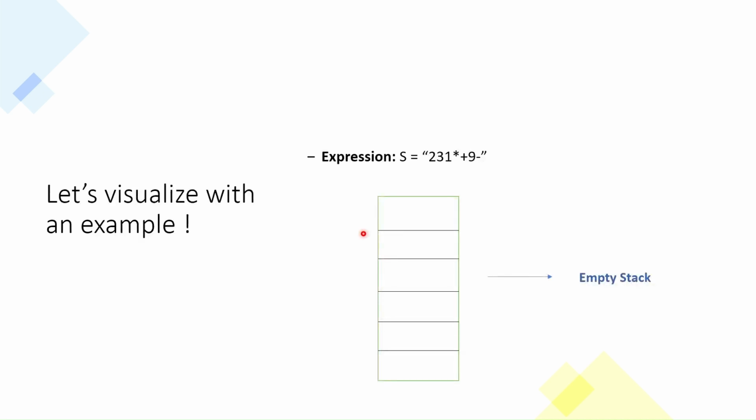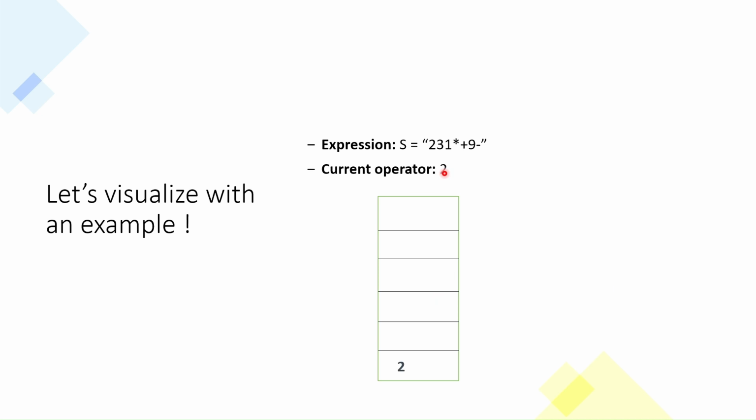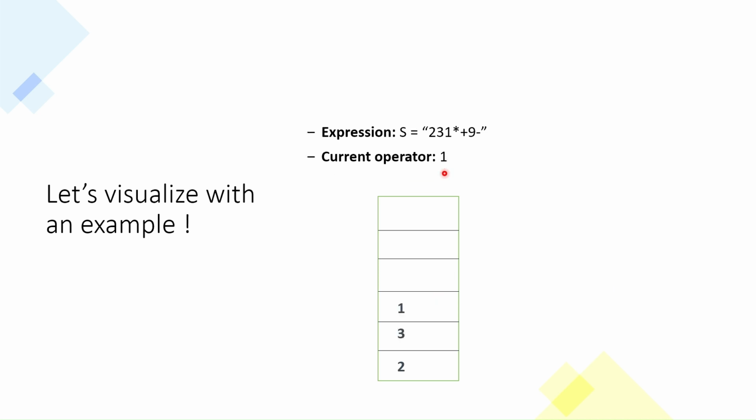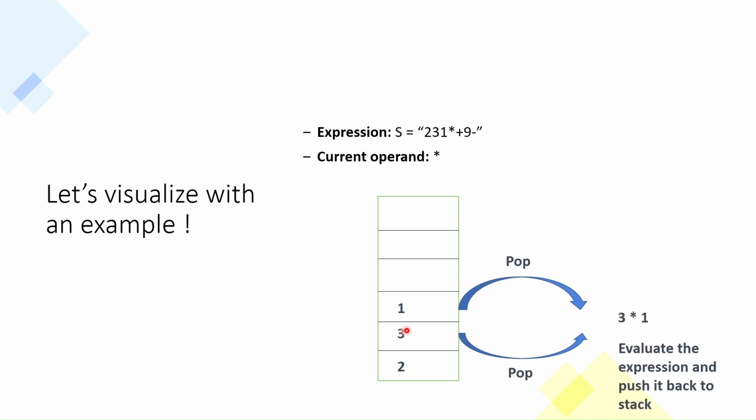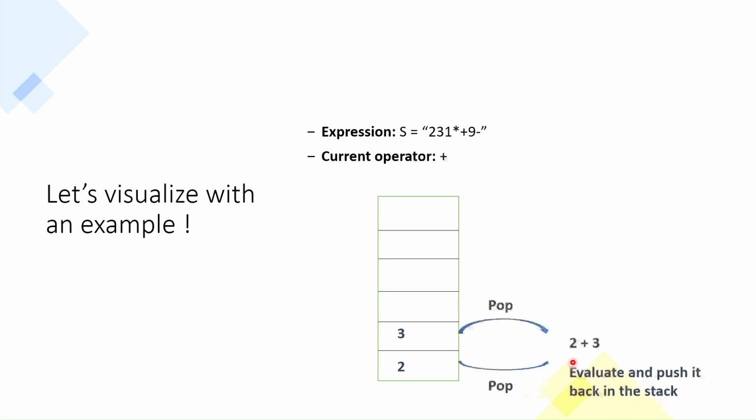If we consider this expression 2, 3, 1, star, plus, 9. First we have an empty stack. We will keep pushing operands, like first we'll push 2, then 3, then 1, and as soon as we encounter this operator we will pop the top two operands. Like 3 into 1, we will evaluate this expression and push it back to the stack. So 3 into 1 is equal to 3. 3 is pushed back to the stack.